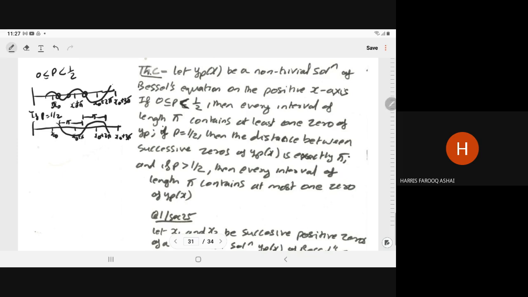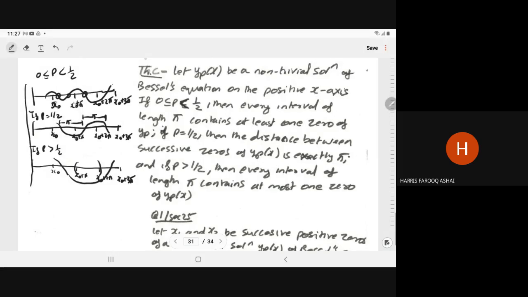If p is greater than half, let's say here we have x naught, here x naught plus pi, here x naught plus 2 pi, here x naught plus 3 pi. So if p is greater than half, then every interval of length pi contains at most one zero. At most one zero means it can contain one, or maybe none. So in this interval, there are no zeros of yp. So at most one. Clear?